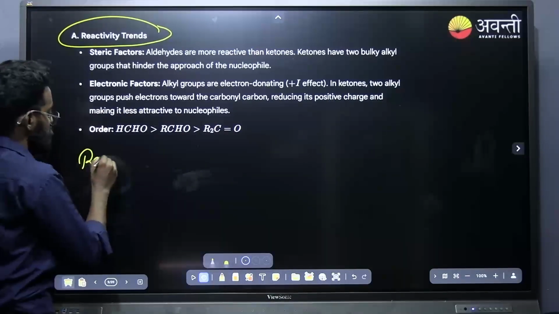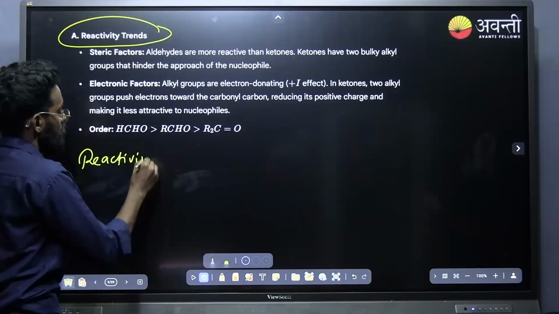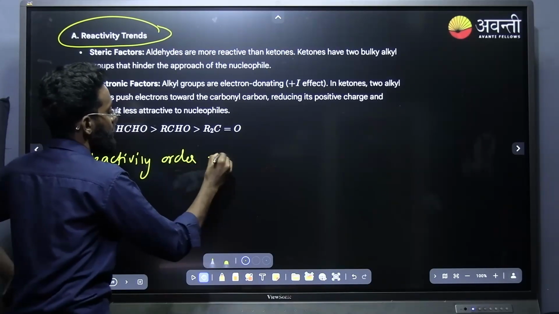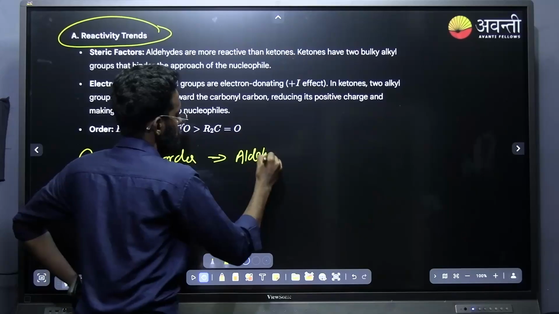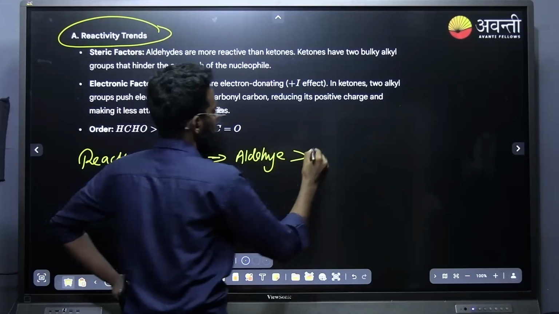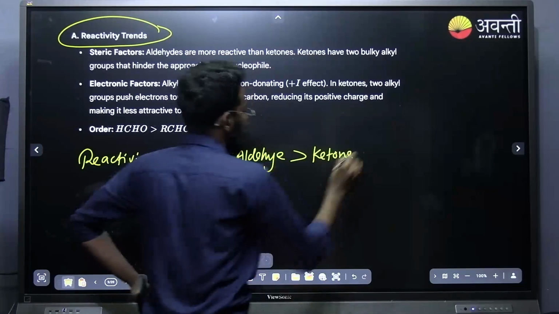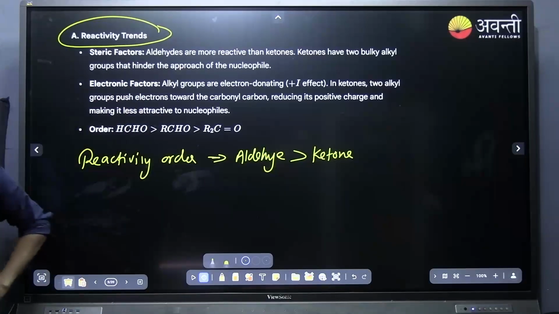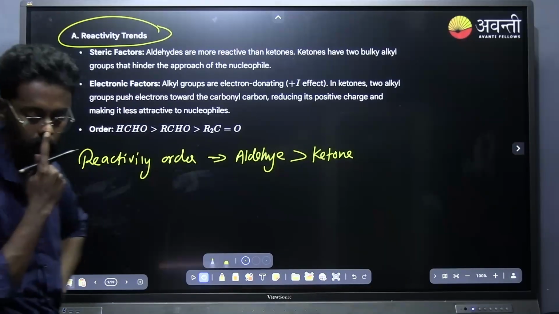Aldehyde. Yes, very good. Reactivity order: aldehyde is greater than ketone. Why is aldehyde greater than ketone? Why is the reactivity of aldehyde greater than ketone?